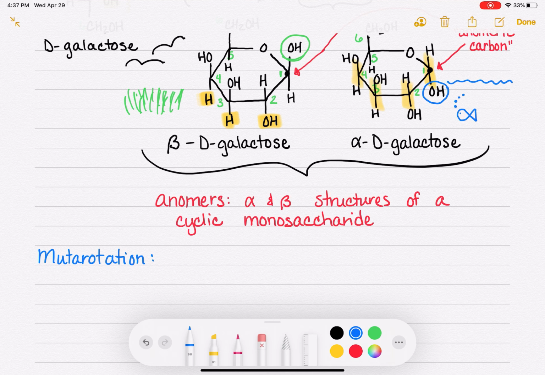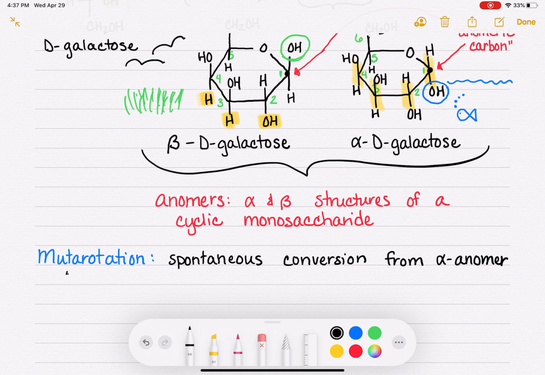Mutarotation is just the natural, spontaneous, meaning that we don't have to manipulate it, conversion from the alpha anomer to the straight chain monosaccharide to the beta anomer, and on and on and on. It does it all on its own. Just this constant process.